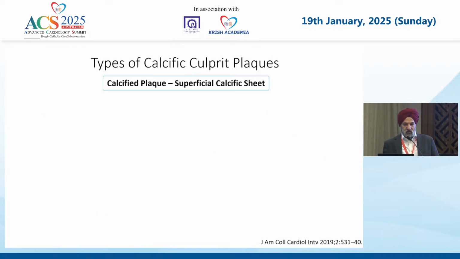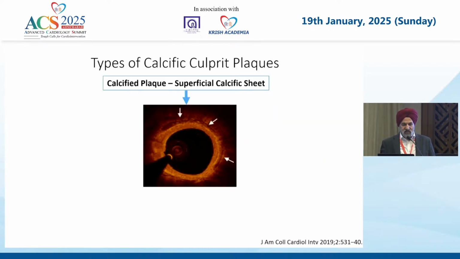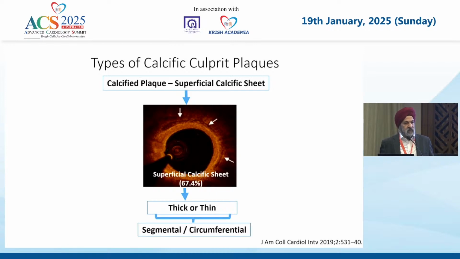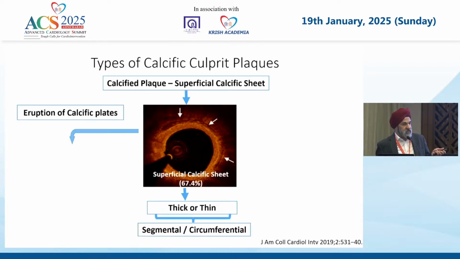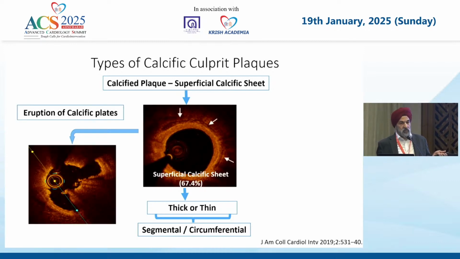Now, if I use the OCT images, this is the commonest type of plaque which you get to see, which is the superficial calcific plate, and this could be thin, thick, segmental or circumferential. Now, when multiple of these plates coalesce, they break open into the lumen of the vessel. When they break open, there is a little bit of thrombus which comes along with it, some fibrin, and they have a very jagged surface, and this is what is called an eruptive nodule.